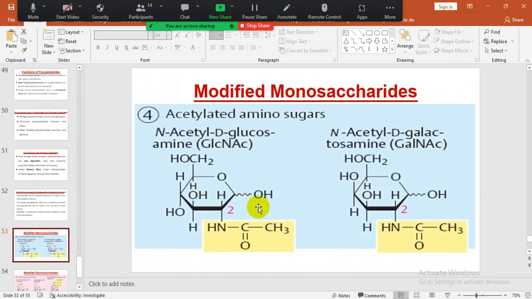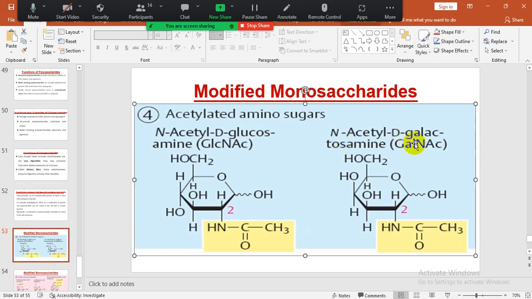Okay, let's go back to the lecture. So this is N-acetyl D-glucose. This is also N-acetyl D-galactosamine. So this is the N and this is the acetyl group. The acetyl group is CH3CO, then bonded to something. Do you understand?